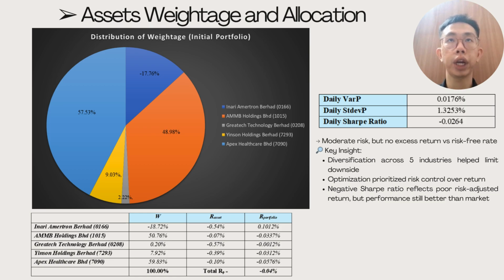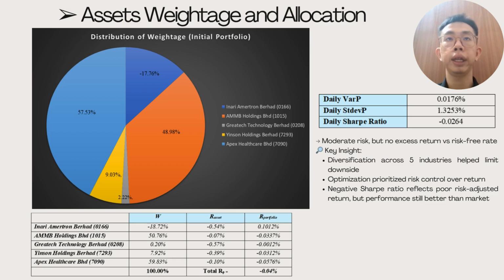For the allocation, we use the Excel function to find the best optimum point, which is the higher return and lower risk. Based on this result, we find that we need to short sell Inari Aluminum Berhad. The overall portfolio return is negative 0.04%, and the risk, which is the standard deviation, is 1.3253%. The Sharpe ratio is negative 0.0264. This means moderate risk but the return does not exceed the risk-free rate.